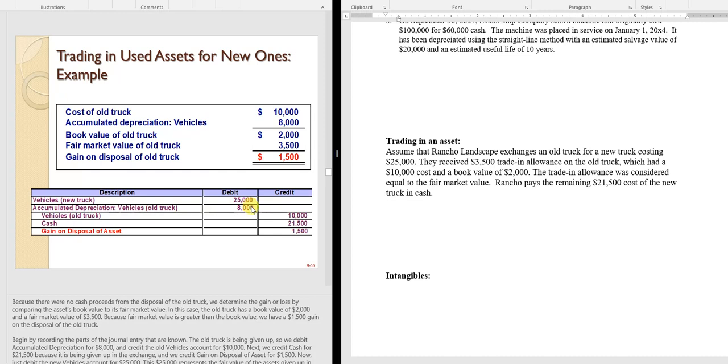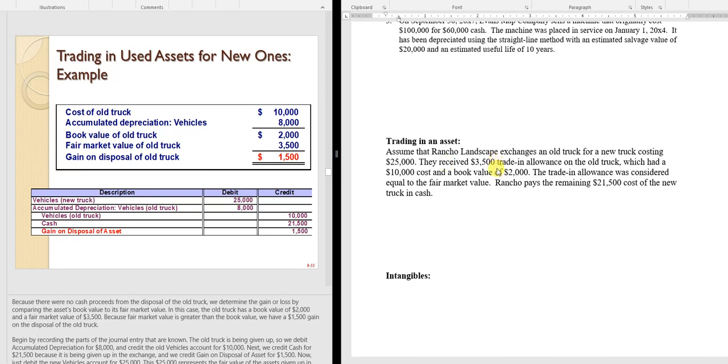Next thing that we would do is we would normally debit cash received, but in this case I didn't get any cash, I paid cash. Okay? So the thing I do next is say, okay, well, what did I get for it? Instead of getting cash, I got a new truck worth $25,000.